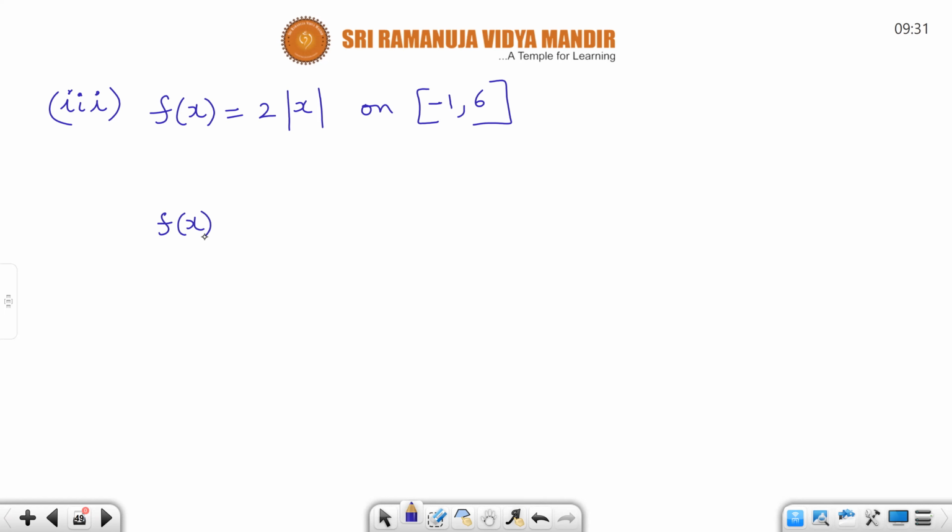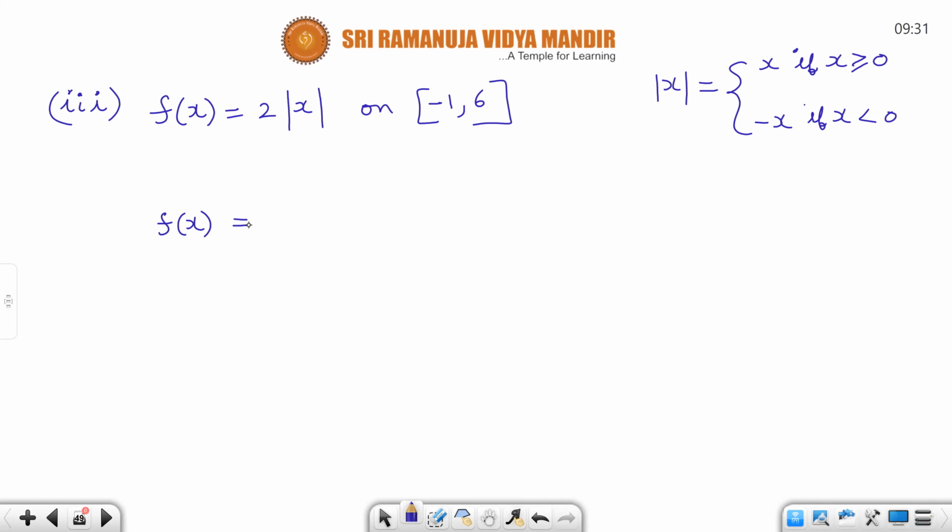Do you remember the definition of mod x? Mod x is equal to x if x is greater than or equal to 0, and minus x if x is less than 0. Remember that. But actually for mod x, the domain is R, but he has given a small interval.